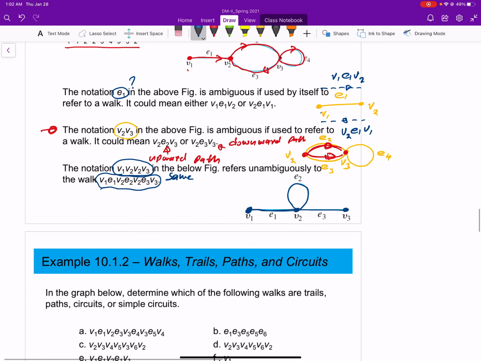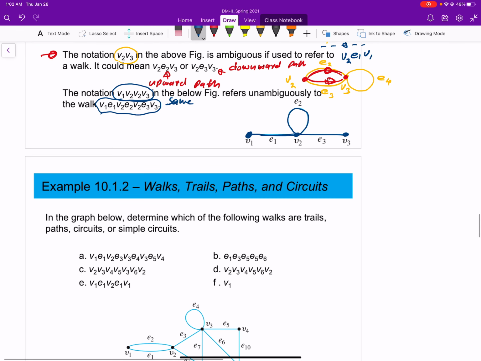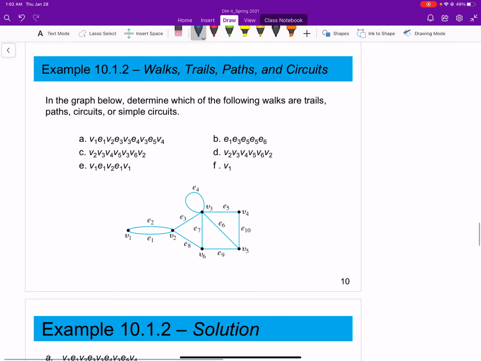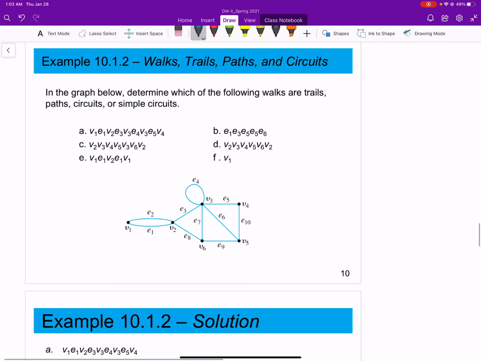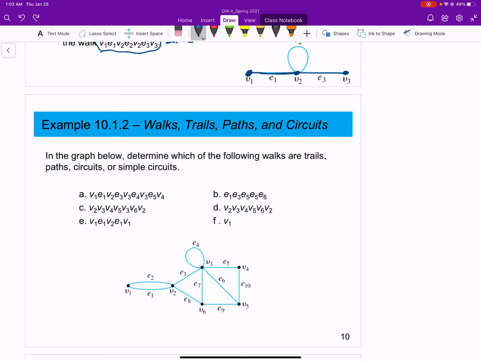Okay, so go down. And there's another example. This is a very good example. This explains everything to you. In the graph below, determine which of the following are walks, trails, paths, circuits, or simple circuits. So you have to recognize which one is which. There's the graph given to you, and there are 5 walks. Let's work one by one.